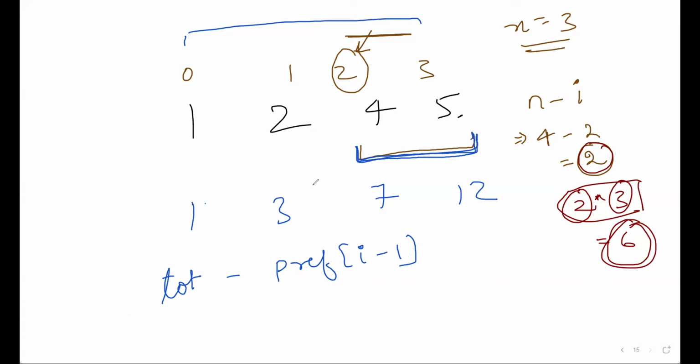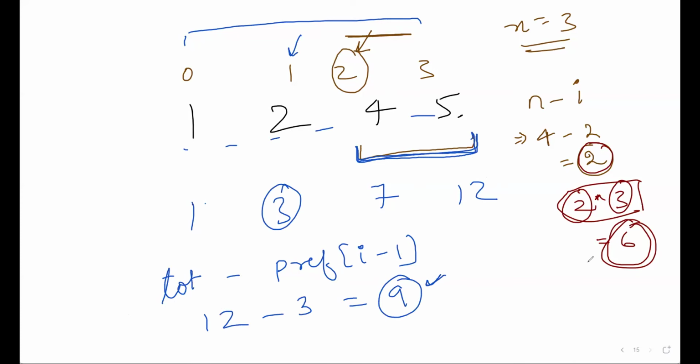like sum of 4 and 5. Total is nothing but sum of all values. Sum of all values is 12. Prefix of I minus 1, I is 2. Prefix of 1 is 3. 12 minus 3 is 9. This is your current sum. This is what you want, like after changing your sum will be 6. So how many operations you are performing? 3 operations. So you can find this using prefix arrays and binary search.